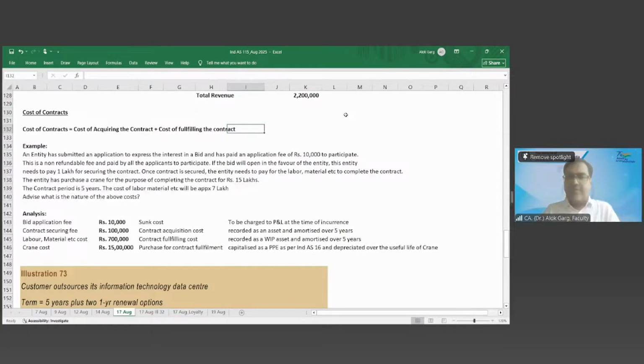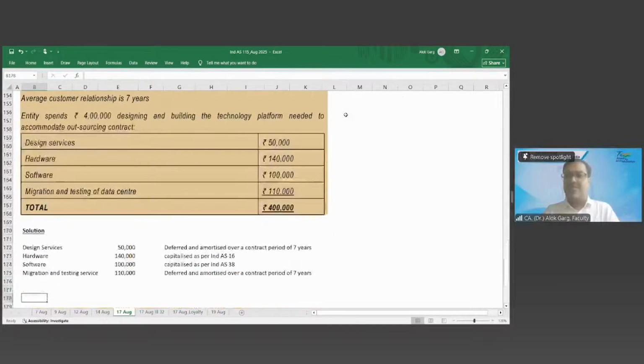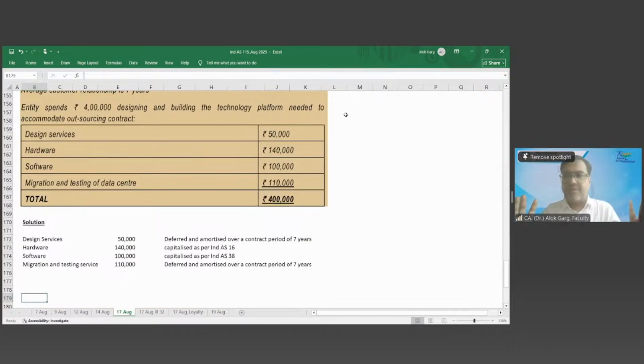I have explained the concept to you. This is a comprehensive example. This is the analysis, and this is illustration number 73 of the ICAI study material. The package is complete.